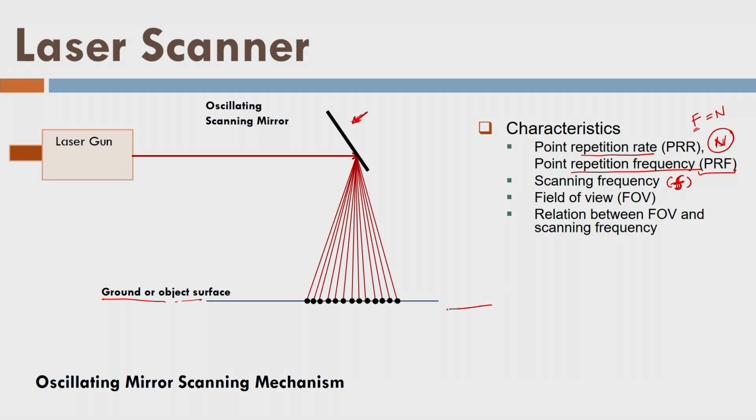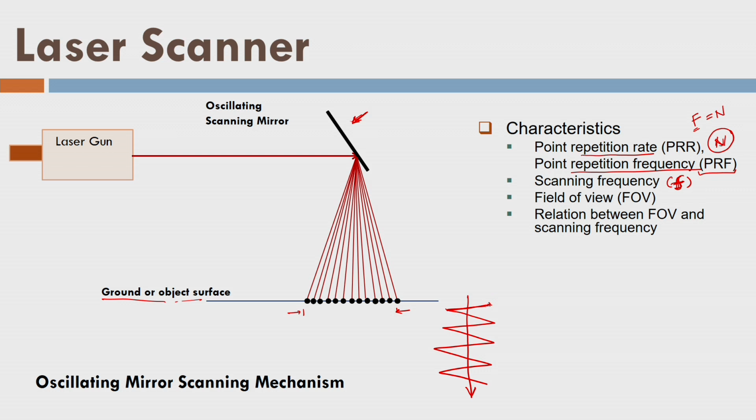So if my aircraft is stable or hovering at one point like a drone, what will happen? It will create only one line. However, because of the motion or the speed of the aircraft, it creates a zigzag kind of pattern like this. And this is the flight line, right? So I am showing one line here, from here to here, and that is called one scan line.